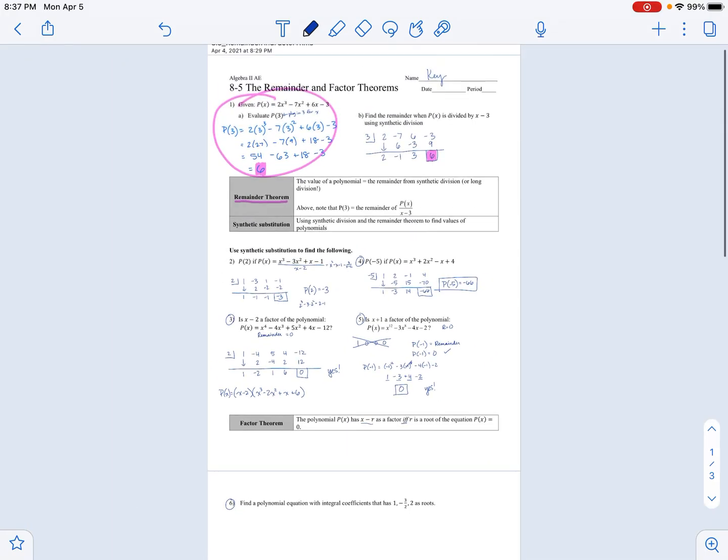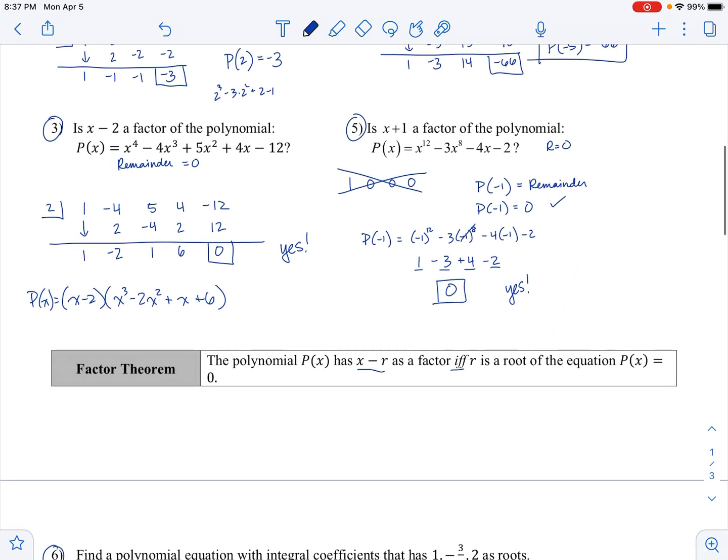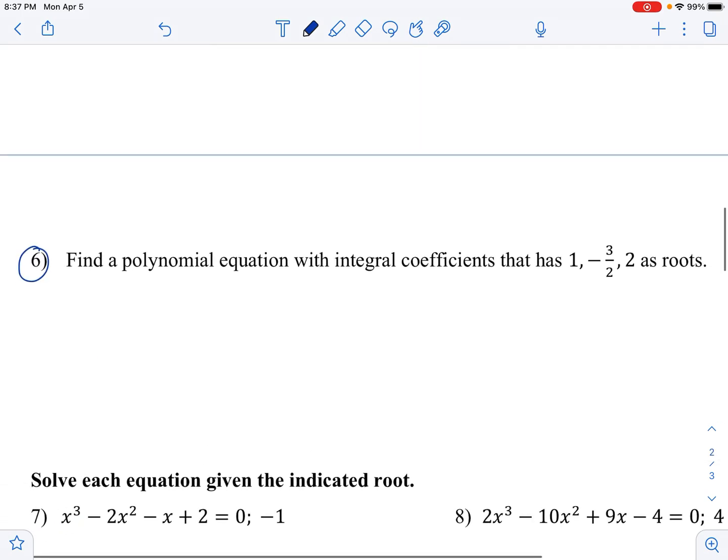Let's do out a couple more problems here. Whoops, sorry about that. Let's do, I think, maybe 3 more. And let's start with number 6 here. Find a polynomial equation that has integral coefficients. So remember, this means no fractions. And we have 3 roots. We're going to have roots of 1, -3/2, and 2.